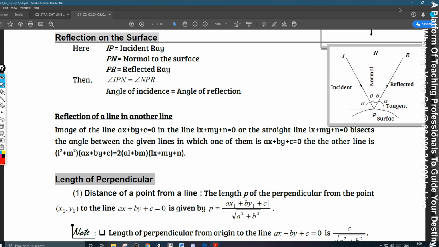Now, length of the perpendicular. This one, reflection of a line in another line, I did not discuss, in fact. I discussed image and reflection, but I did not discuss this. I'll be discussing this in the concurrent lines concept, that is the family of lines concept, whenever we get to it. In that one, I will discuss that. This part I'm saying.